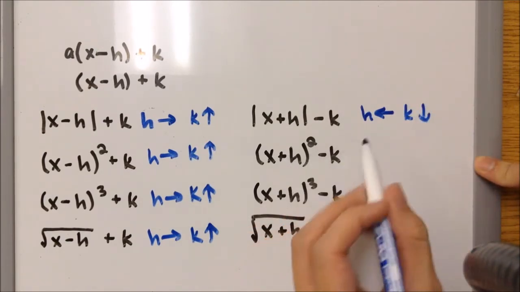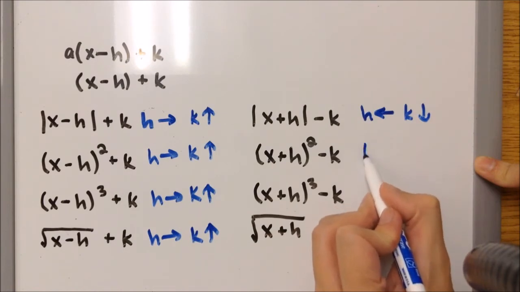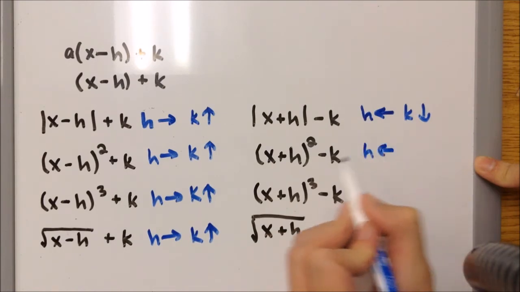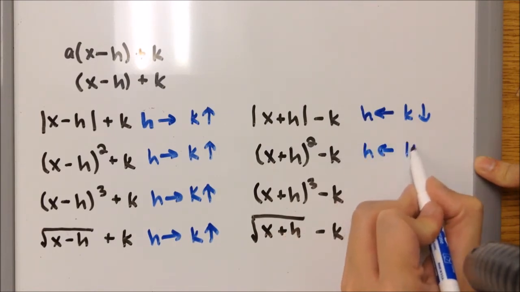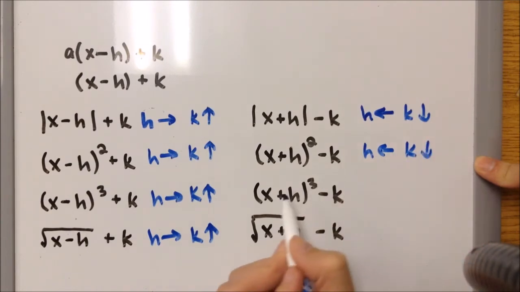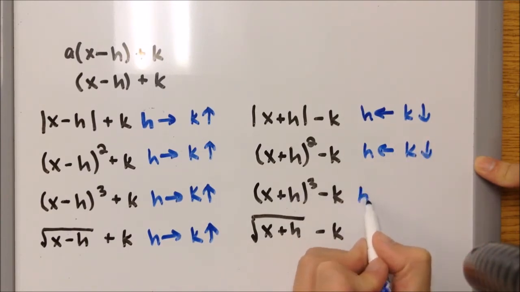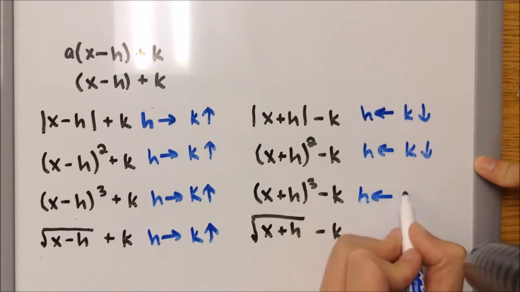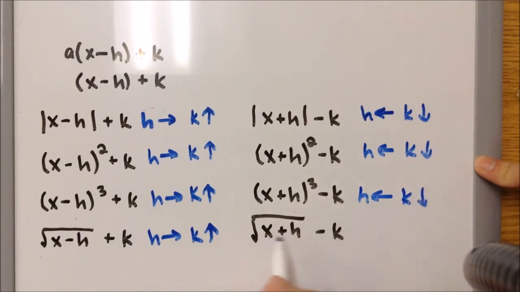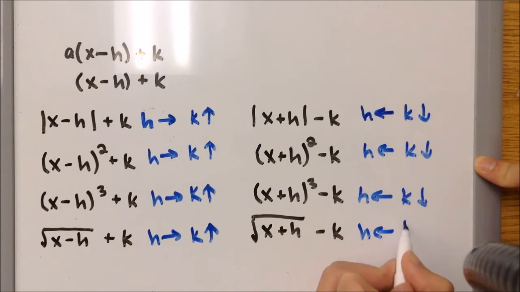Same thing here, plus h, so h to the left, minus k, so k downwards. Again, plus h, so that means to the left, minus k, downwards. For square root, plus h, so h to the left, minus k, so it's k downward.